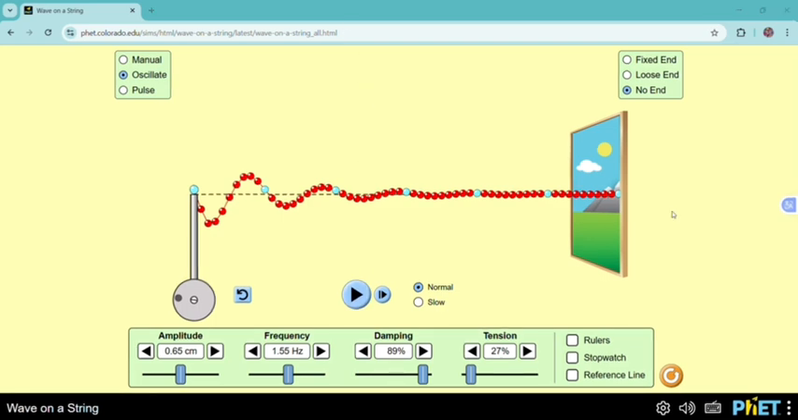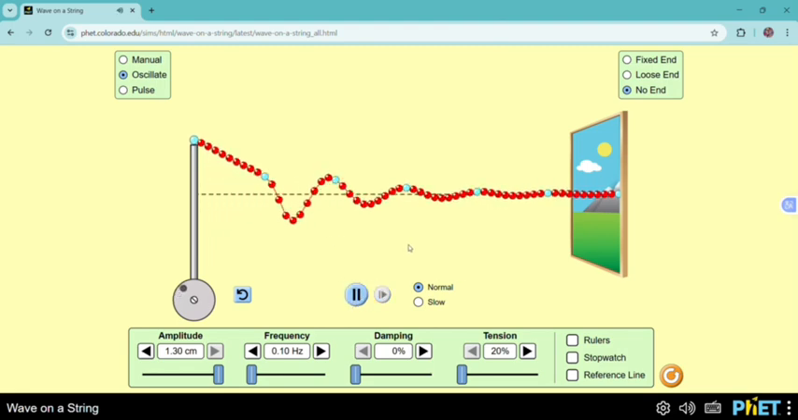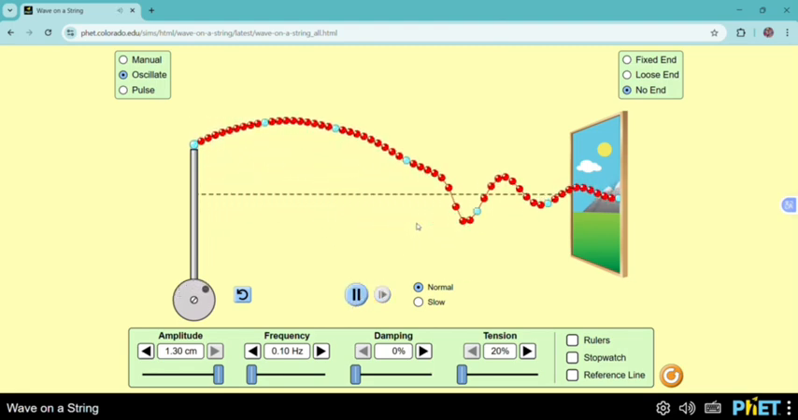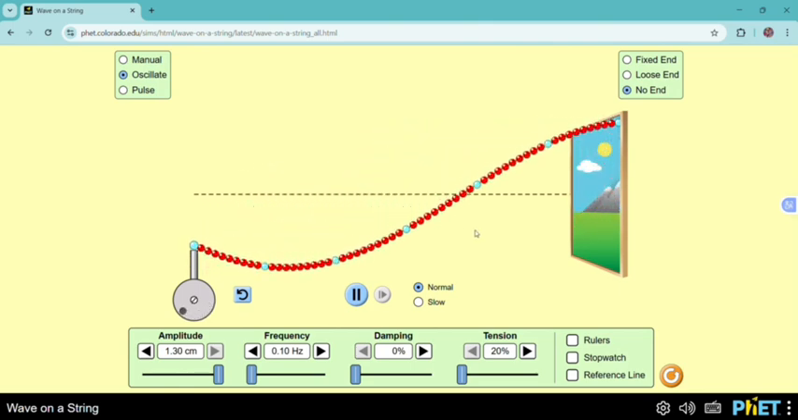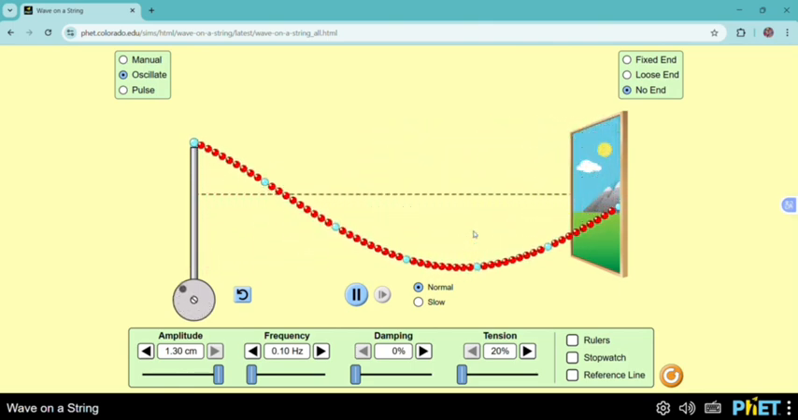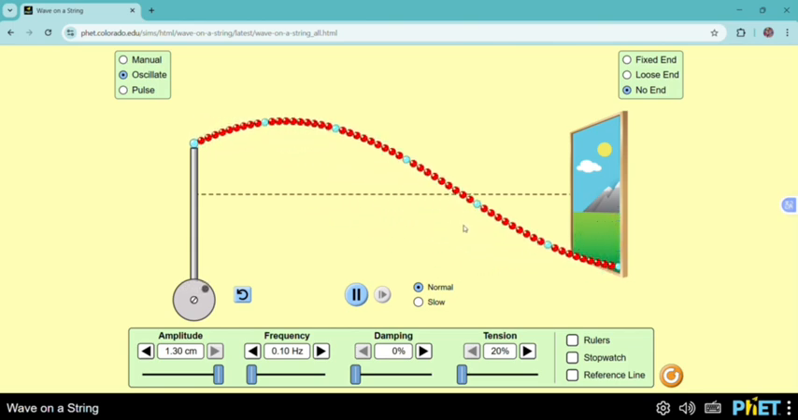Name is Afi Amzar. So next I'm going to simulate the wave when we set the amplitude to high, frequency to low, damping to low, and tension to low. The simulation is set to oscillate on and no end condition. As we can see, the wave is continuously generated by the oscillator and does not reflect back at the end of the string. Instead, the wave travels forward and leaves the system.